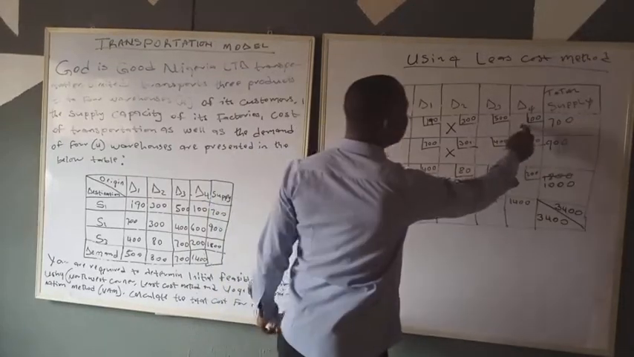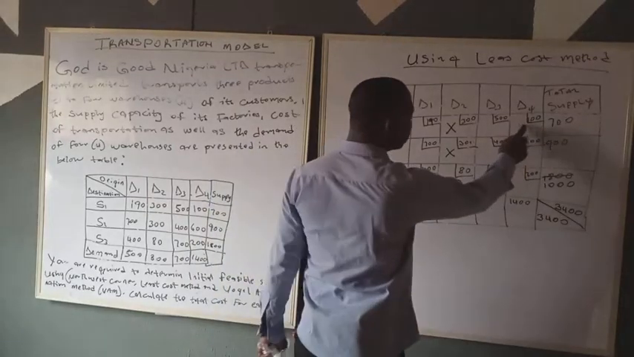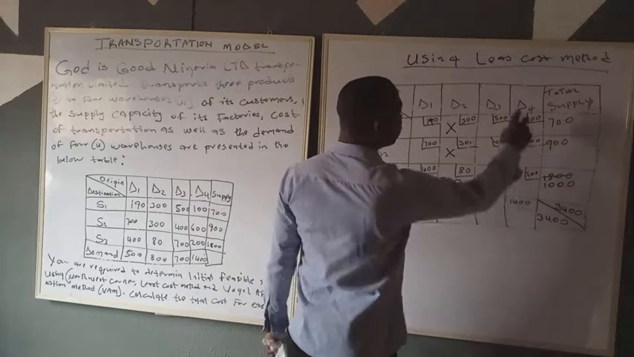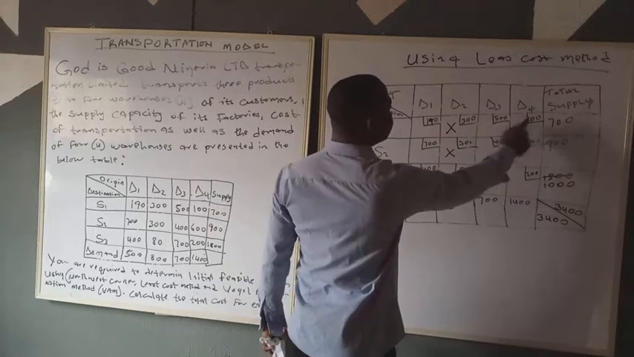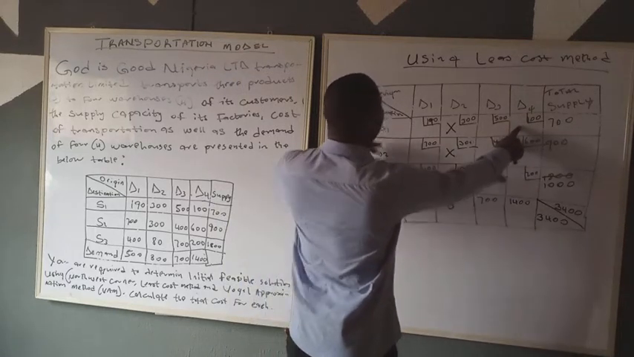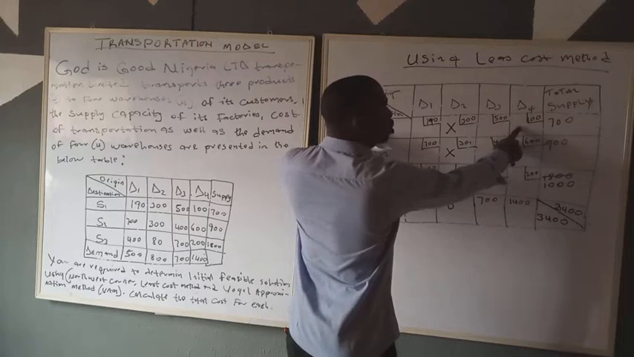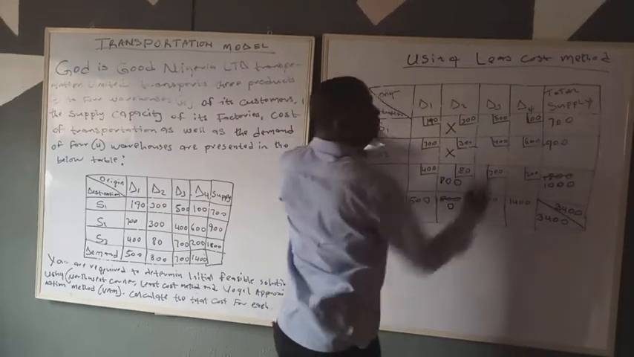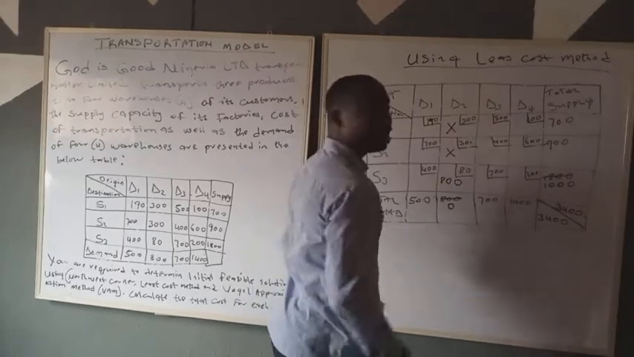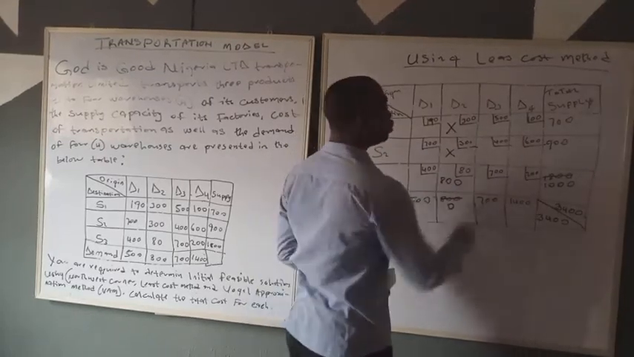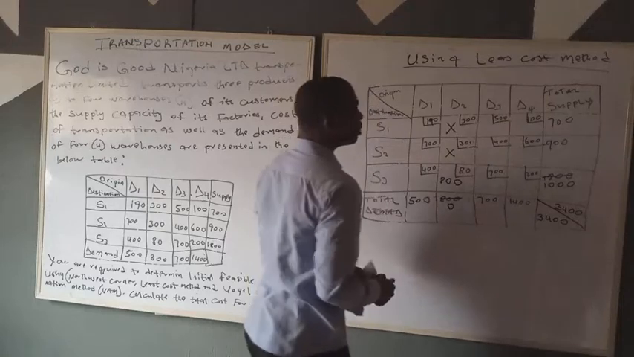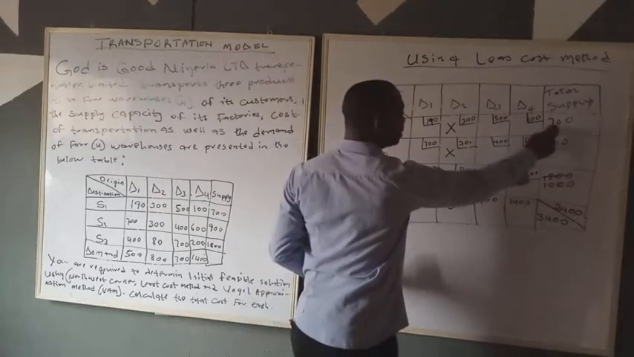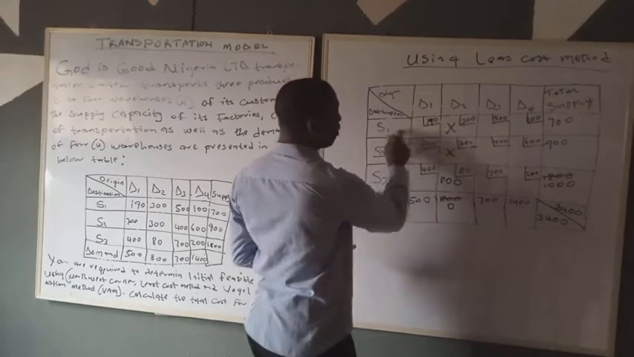So 100 falls under demand 4. What is the total demand for demand 4? That is 1004. Then from 1004, can supply 1 supply all the 1004? No. Supplier 1 only has a capacity of 700, so it cannot supply that 1004. Because of that, we supply all the capacity that supplier can supply, that 700.